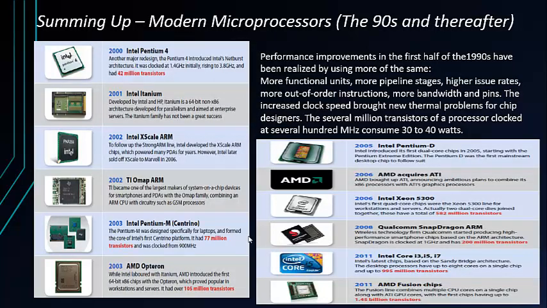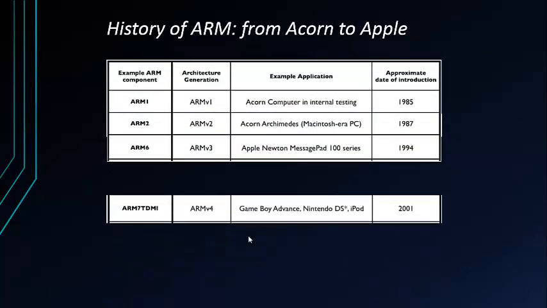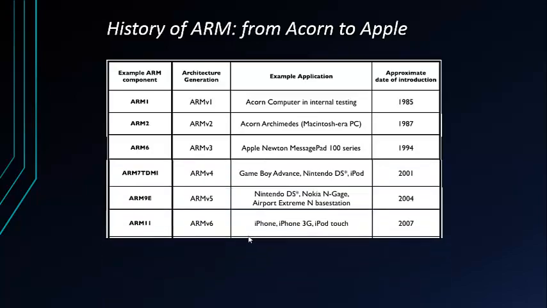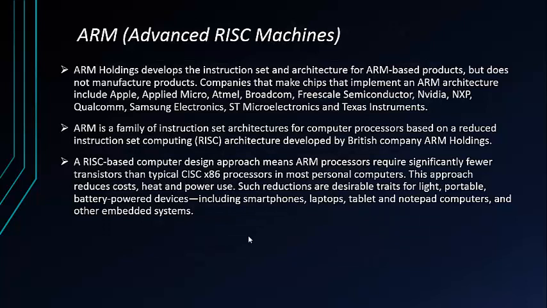ARM processors had a RISC-based computer design approach. Hence, they require significantly fewer transistors than typical x86 processors in most personal computers. This approach reduces cost, heat, and power use. Such reductions are desirable traits for light, portable, battery-powered devices, including smartphones, laptops, tablets, and notepad computers, and other embedded systems. The latest processor by Qualcomm, the Snapdragon 805, based on ARM architecture, operates at an astonishing 2.7 GHz per core and has 4 cores. This performance outruns most of the Intel processors today, while operating at significantly lower power and cost.